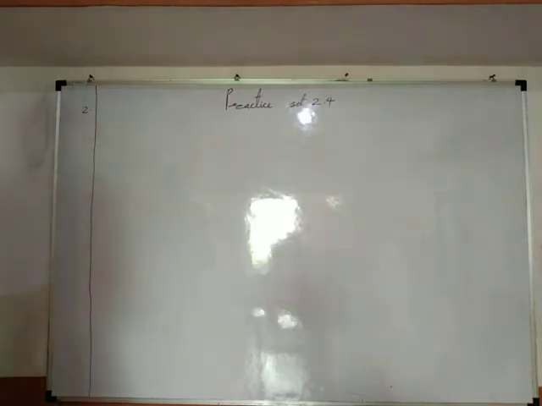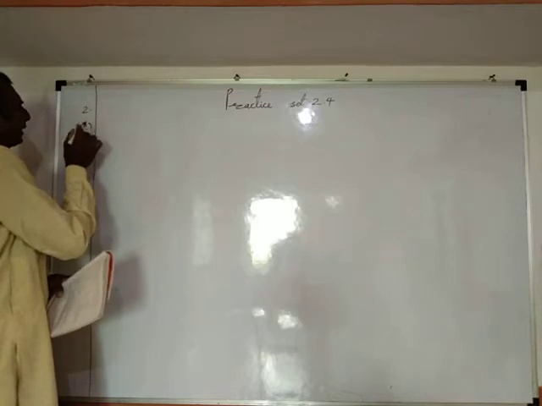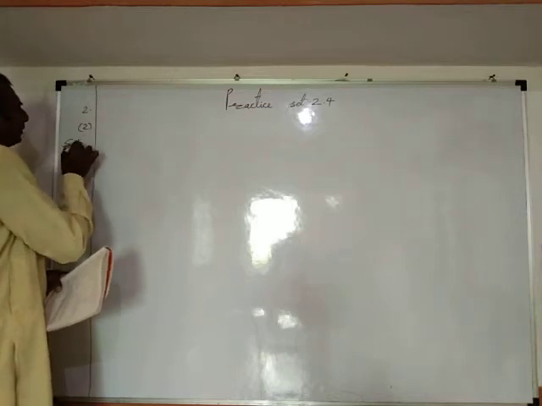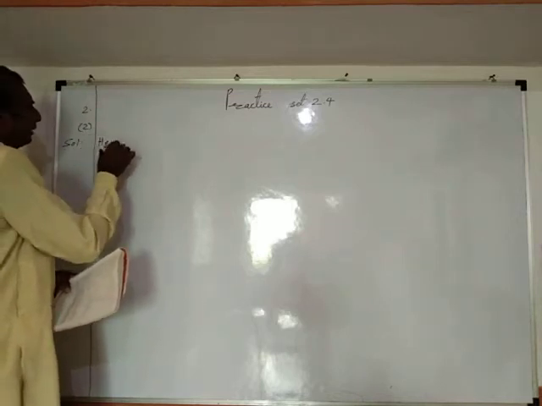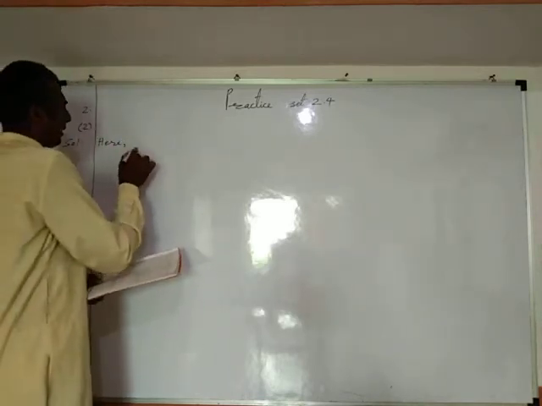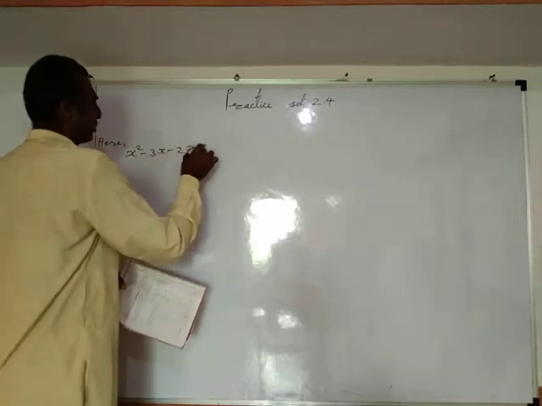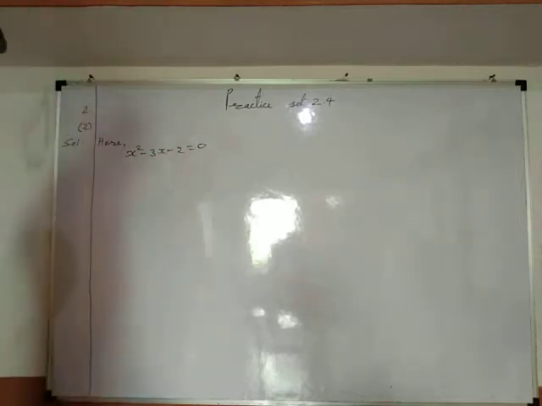Sub question second. Second solution. Here, given equation is x square minus 3x minus 2 equal to 0. Okay, it is in general form.